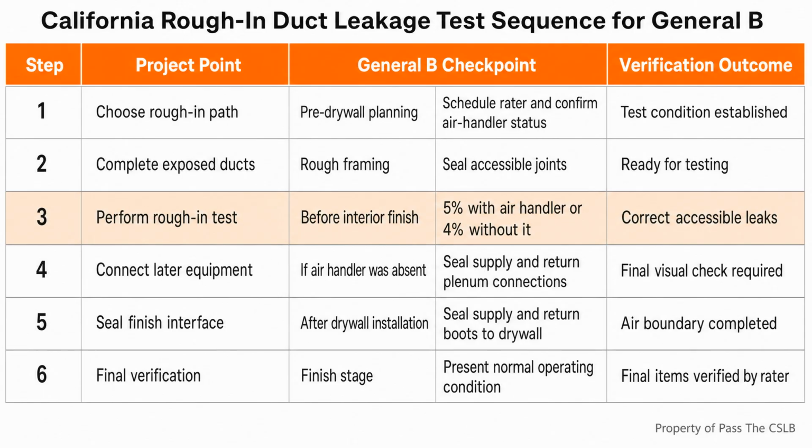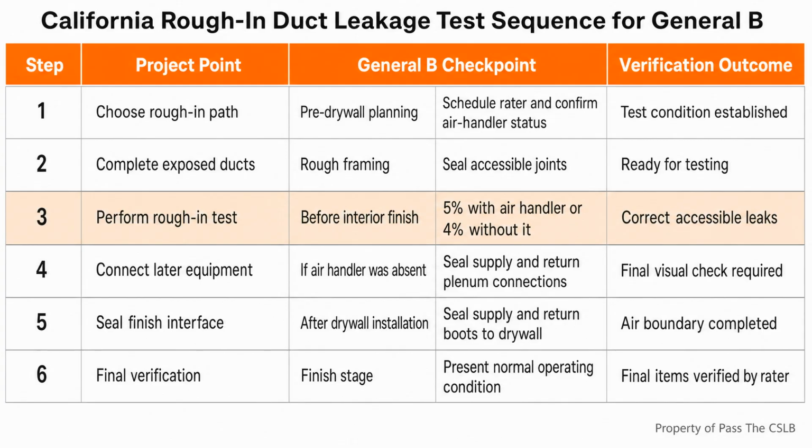The source material uses the familiar term Home Energy Rating System Rater, and also notes the newer energy code, compliance rater terminology. The field lesson is the same either way. A certified third party performs the required verification, and the general B contractor coordinates access, readiness, corrections, and documentation.